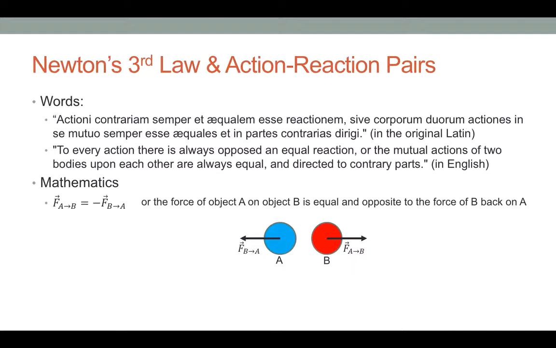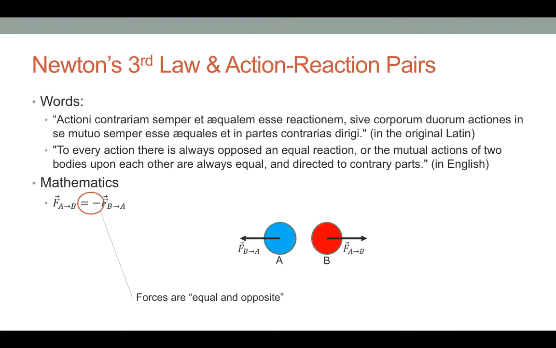We can translate this into mathematics by writing this equation right here, which really says the force that object A exerts on object B is equal and opposite to the force that object B exerts back on object A. That just takes the words that Newton wrote and puts them in the form of an equation. Some things to note about this equation. First, which is what everyone always remembers, is that the forces are equal and opposite. That's what the equal sign and the minus sign mean.